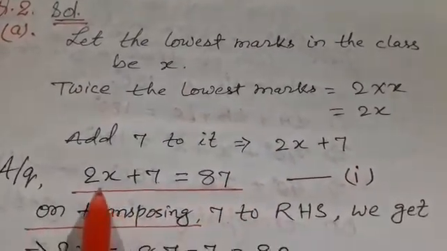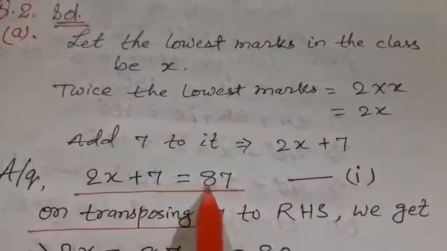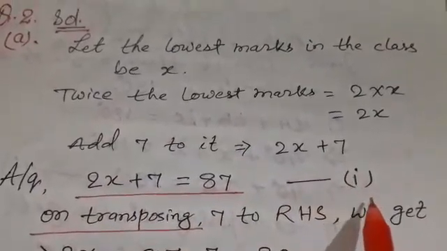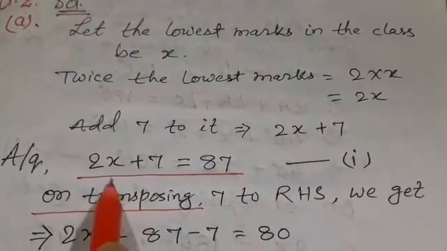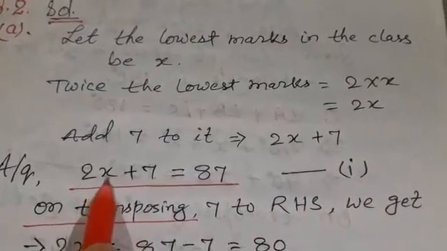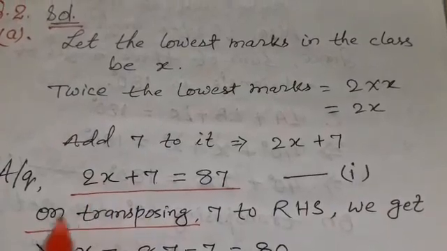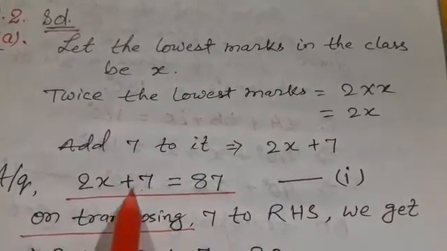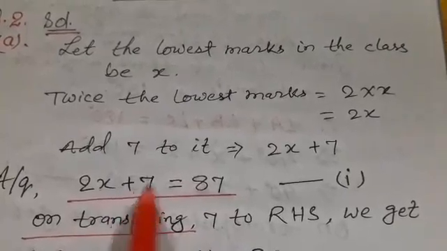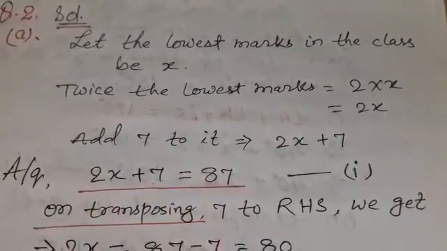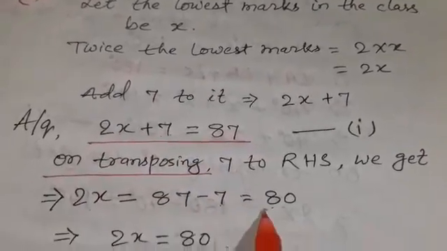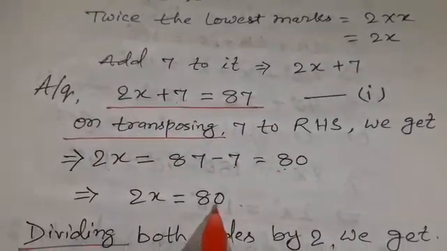So according to the question, we write 2x plus 7 equal to 87. It is equation first. Now we need to solve and find the value of this variable x. On transposing 7 from LHS to RHS, this positive sign 7 becomes negative and we write 2x equal to 87 minus 7 equal to 80. Hence 2x equal to 80.